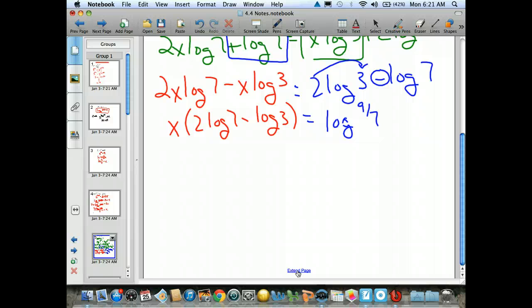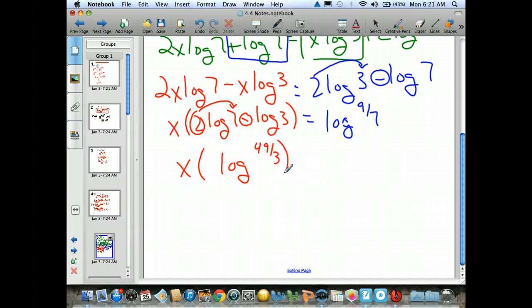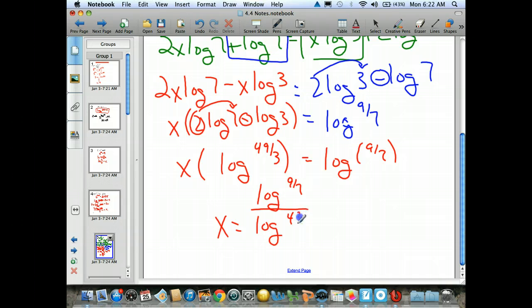And notice on the left-hand side I can do something similar. I can take the 2 inside and use the quotient rule again to write this as x times common log of 49/3. And then this is just equal to common log 9/7. Now all I need to do is divide to solve for x. So x equals common log 9/7 divided by common log 49/3.